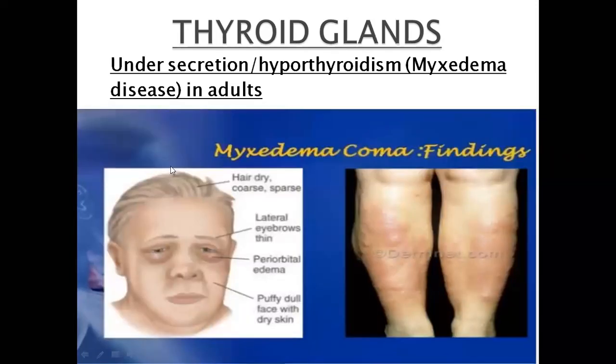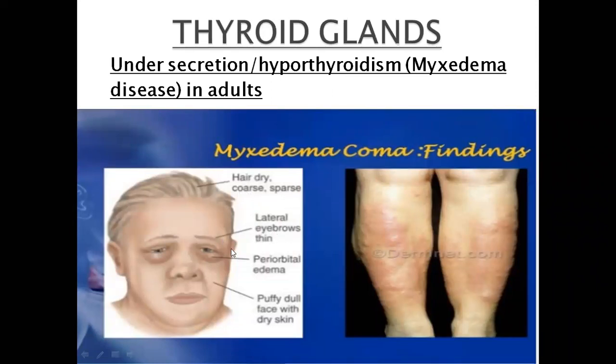But if there is under secretion of these hormones, it is known as hypothyroidism. Hypo means less, thyroidism means the thyroid hormones. So one disease is known as myxedema in adults. You can see here dry pores, hair, lateral eyebrows.